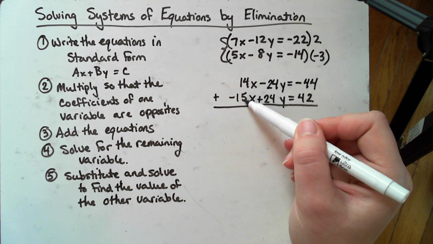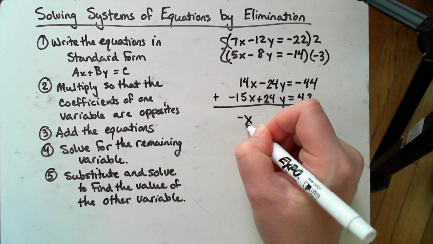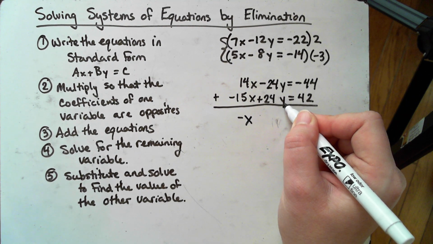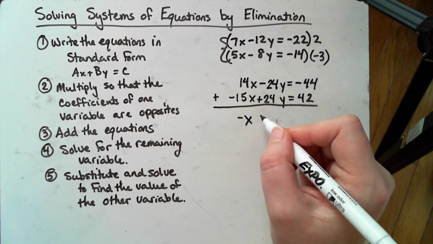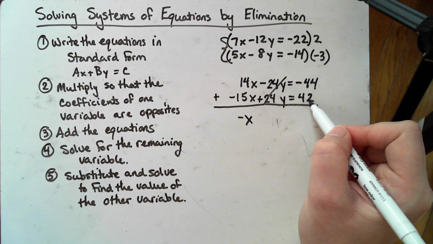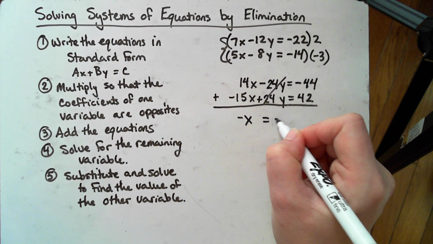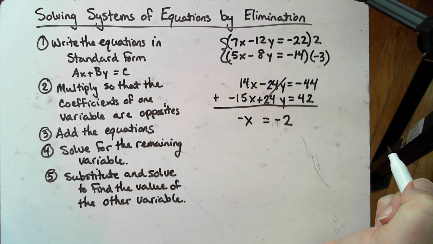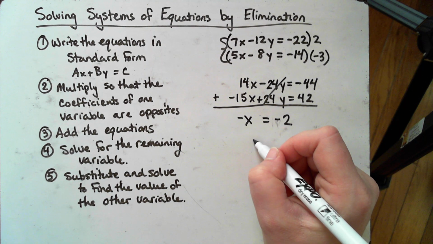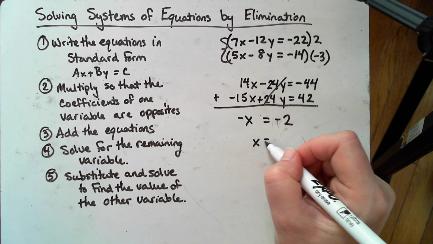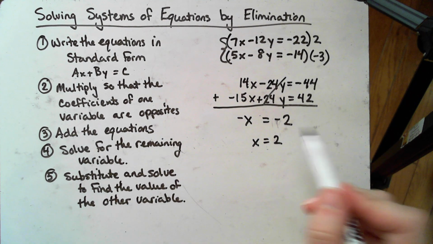So 14 plus negative 15 is negative x. These will cancel, which is exactly what I wanted to do. I was eliminating the y's. They will cancel out, so they'll just disappear. And negative 44 plus 42 is negative 2. So I get negative x equals negative 2. And now I'll divide to get x alone because x still is multiplied by this negative 1. So dividing by negative 1, you get x is 2.